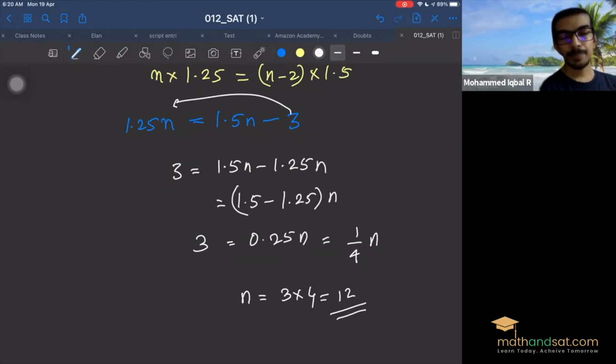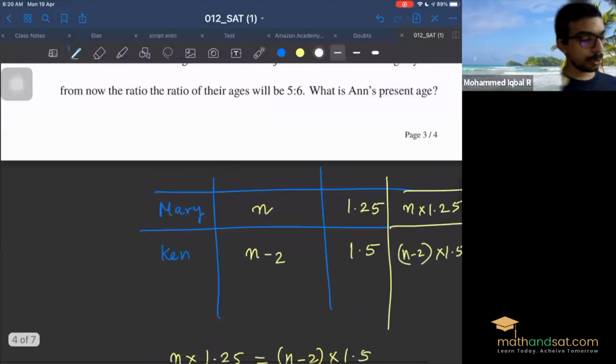Is that okay? Tell me, is that all right? We are discussing question number 9. Even though the value of n is not asked for, we just found out the value of n, that's all. All right? Yeah. So let's go to the next question.